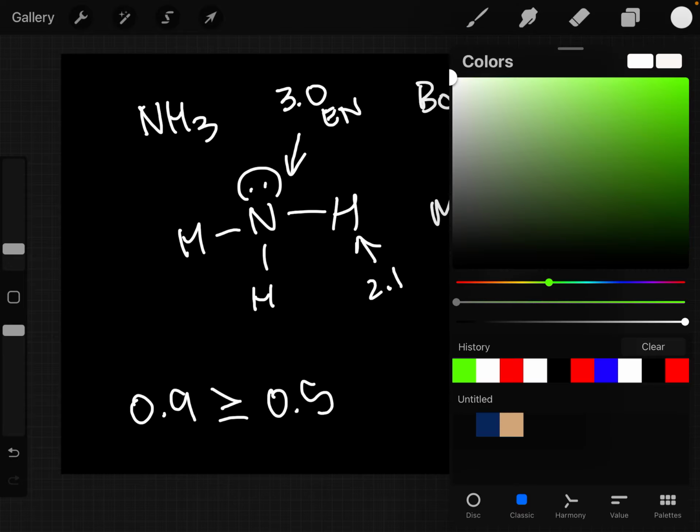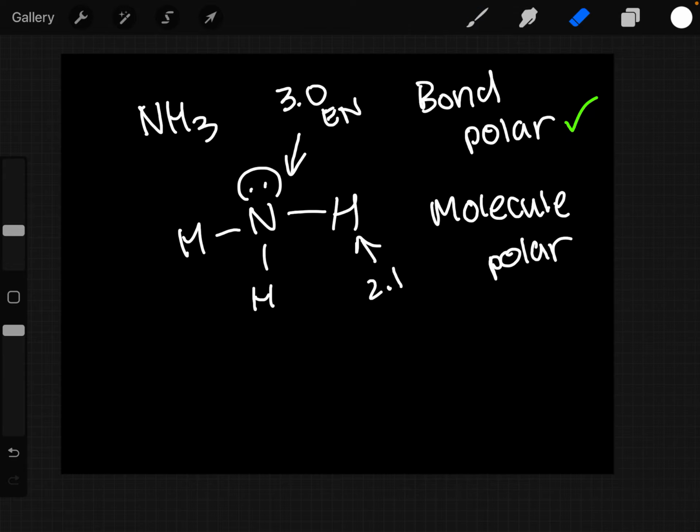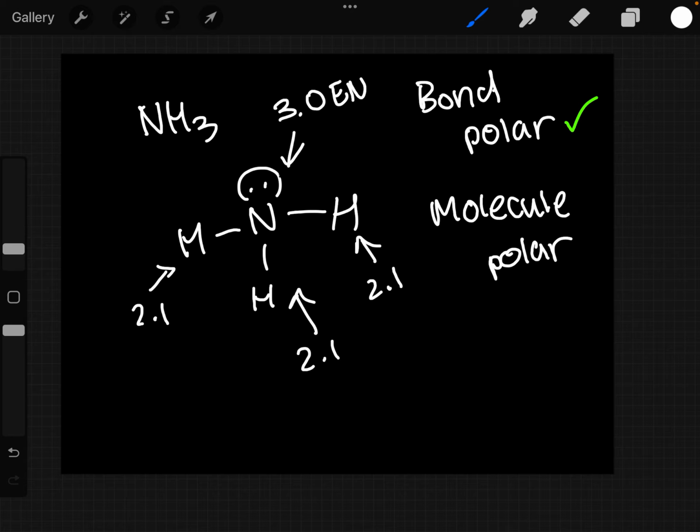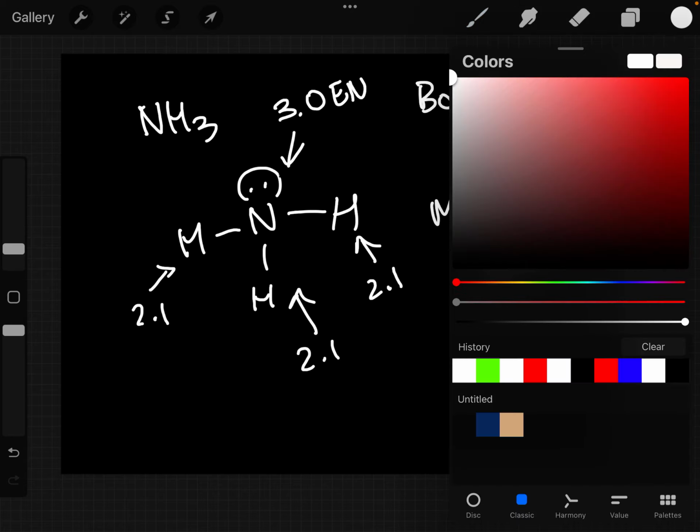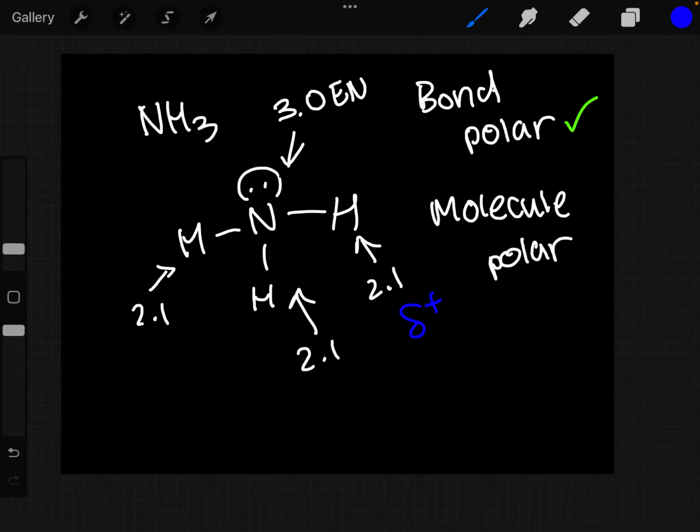Now, is this also a polar molecule? Here, nitrogen, with its lone pair of electrons, is 3.0, and these are 2.1, 2.1, 2.1. These areas have positive dipole movements, but this has a negative dipole because it has a higher electronegativity. These are opposite poles. That's like saying this is a happy face and then sad face, sad face.